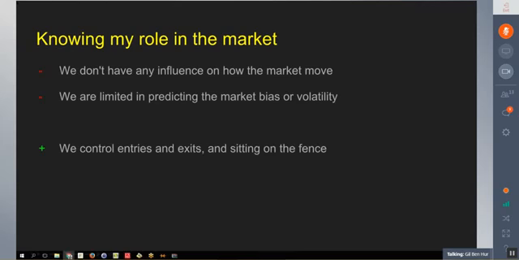Okay, so let's go to the positive part. The things that we can control are when we enter, when we exit, or when we sit on the fence. And these decisions should be very wise, because unlike many other jobs on this planet, in the market, you decide, and nobody will force you to rethink this if you enter the market, exit, or you sit on the side. You are really transparent to everyone.